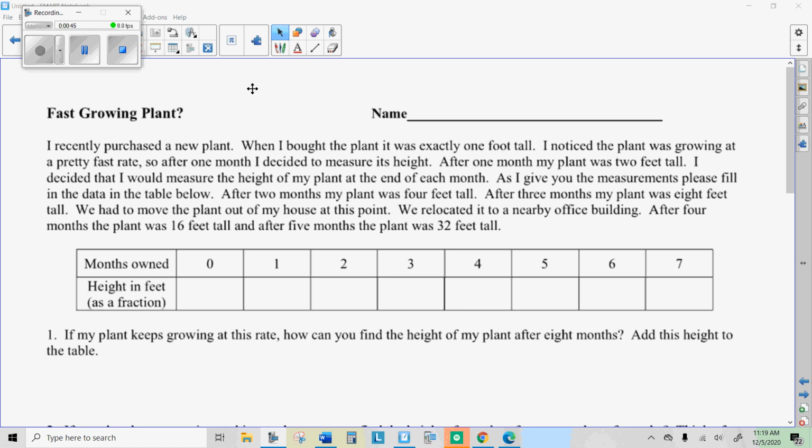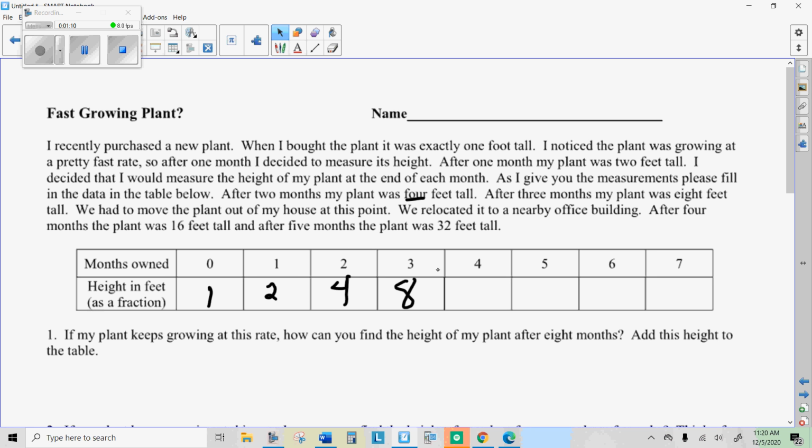So let's fill this in first. When the plant was bought, it was 1 foot tall, so let's put a 1 here. And then after 1 month, it was 2 feet tall. Okay, now you need to fill these in as I read. After 2 months, it was 4 feet tall. After 3 months, it was 8 feet tall.